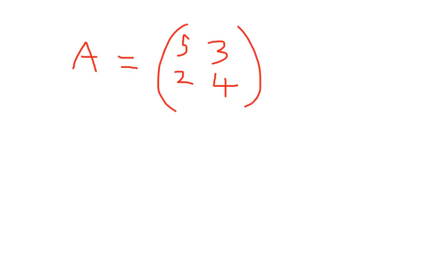So if we have matrix A, and let's say A equals 5, 3, 2, 4, and that is our matrix. To find the determinant of A we write det A, and that equals the following equation: AD minus BC. Now you're probably wondering what A, D, B and C are.